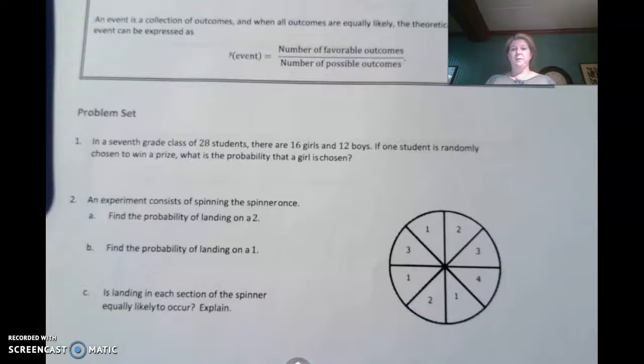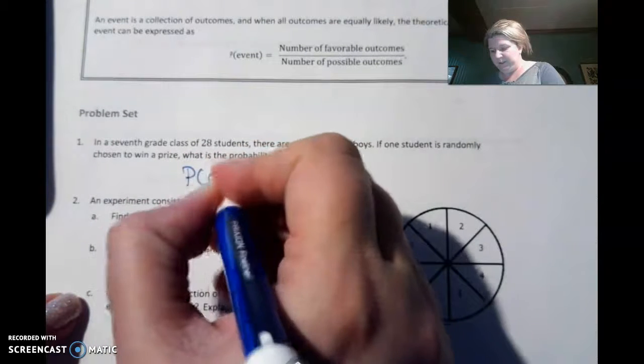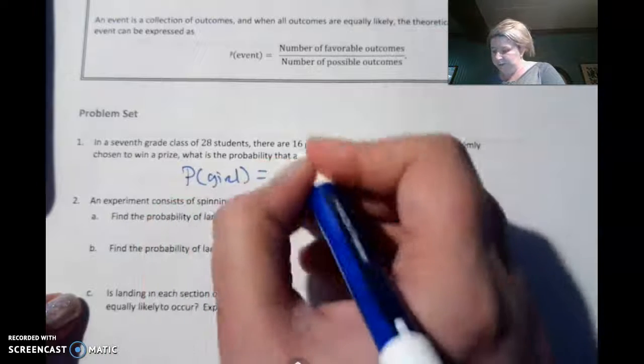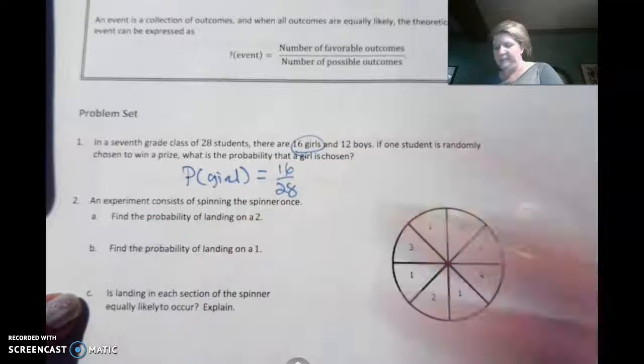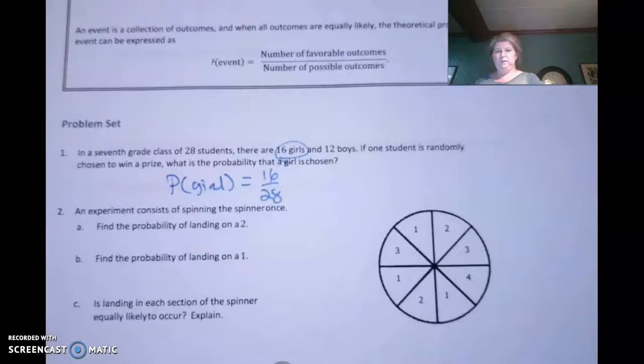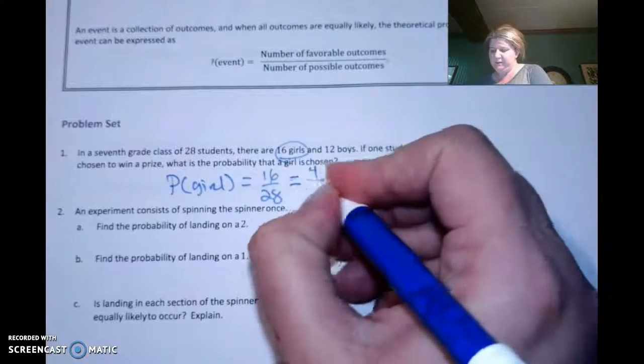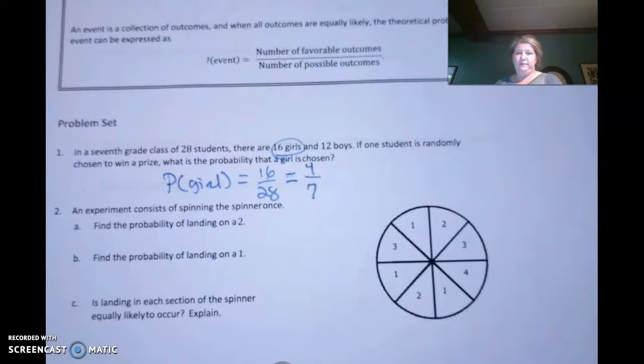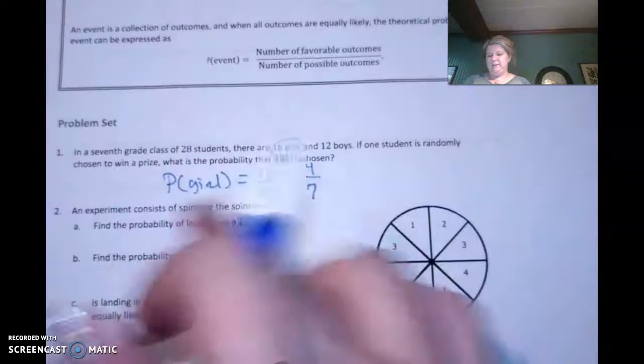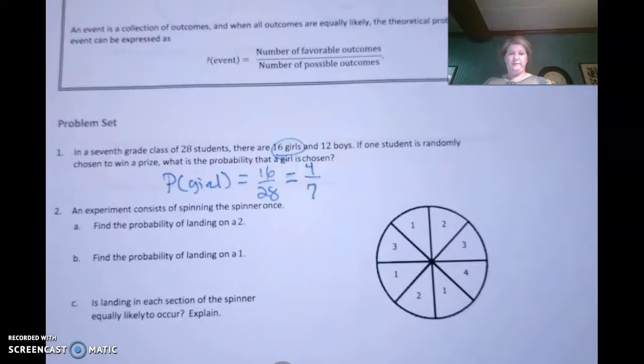And for our Lesson 4 problem set, in the 7th grade class of 28 students, there are 16 girls and 12 boys. If one student is randomly chosen to win a prize, what is the probability that a girl is chosen? So the probability of a girl would be 16 out of the 28. Each of these are divisible by 4, so I could get 4 out of 7. So the probability that a girl is chosen in this particular class would be 4 out of 7.